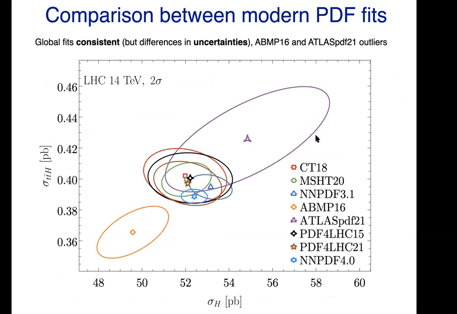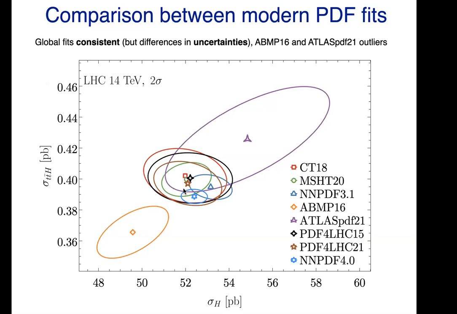So in this plot here, I'm showing more PDF sets, and now this is a comparison of Higgs production. On the x-axis is gluon fusion, on the y-axis ttbar Higgs, at the LHC 14 TeV, and these contours are the 2 sigma intervals. And here I show various PDF sets: CT18, MSHT20, and NNPDF, the 2 variants, ABMP, the ATLAS PDF fit, and then the 2 variants of PDF4LHC15 and 21. So what you can see is that, first, the global fits are consistent, so they are all clustered in the same region. However, there are quite significant differences in terms of uncertainties.